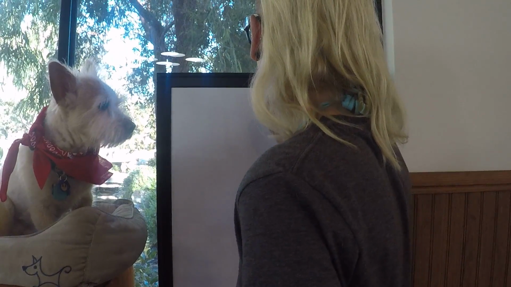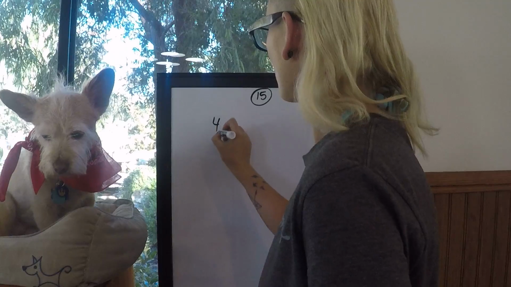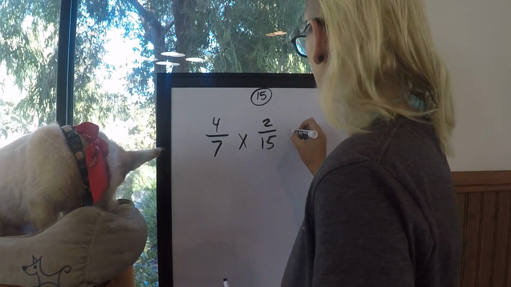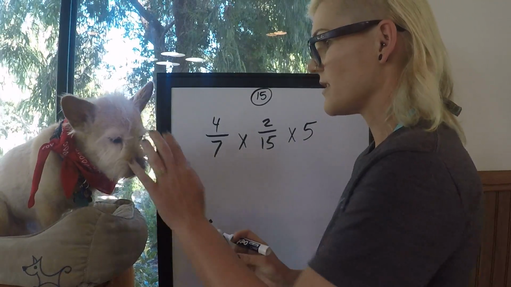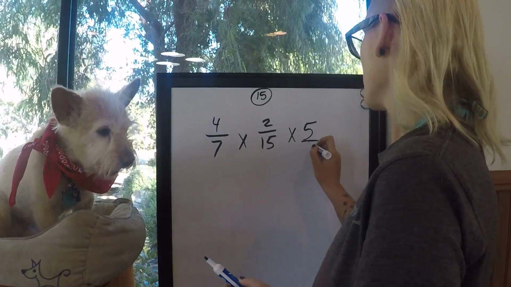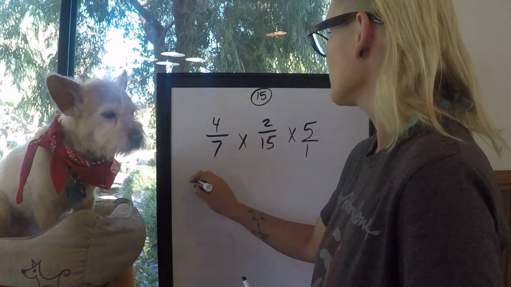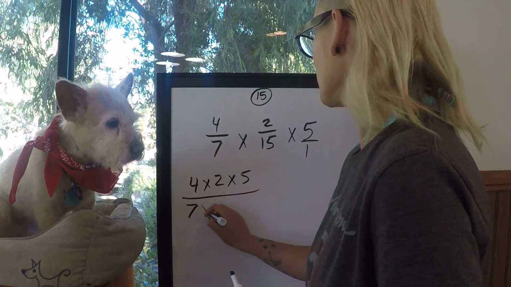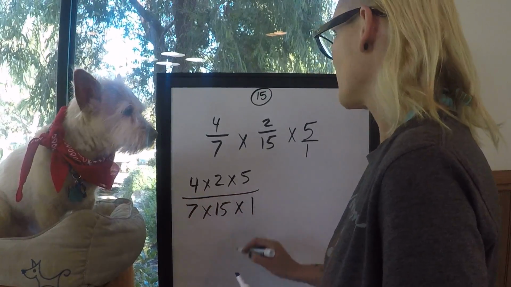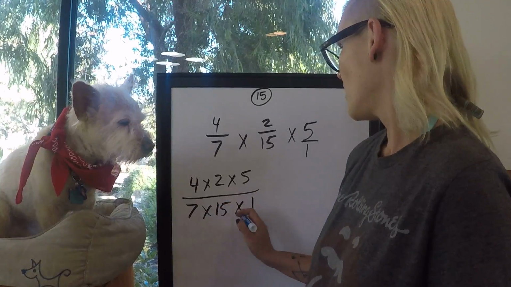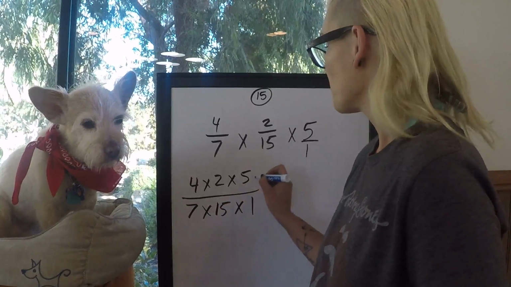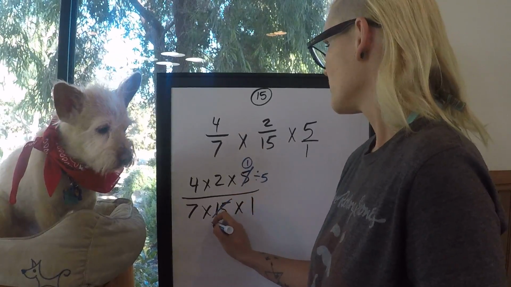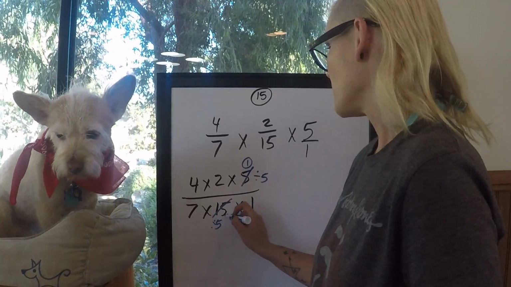All right, number 15. So I've got 4 over 7 times 2 over 15 times 5. Okay, so whole number, stick it over 1. Then I'm going to multiply 4 times 2 times 5 over 7 times 15 times 1. All right, common factors, top to bottom. I only see the 5 and the 15 can both be divided by 5. So 5 divided by 5 is 1. 15 divided by 5 is going to be 3.